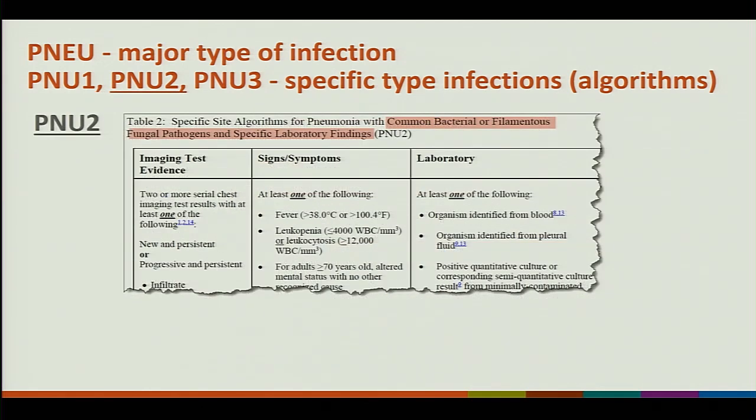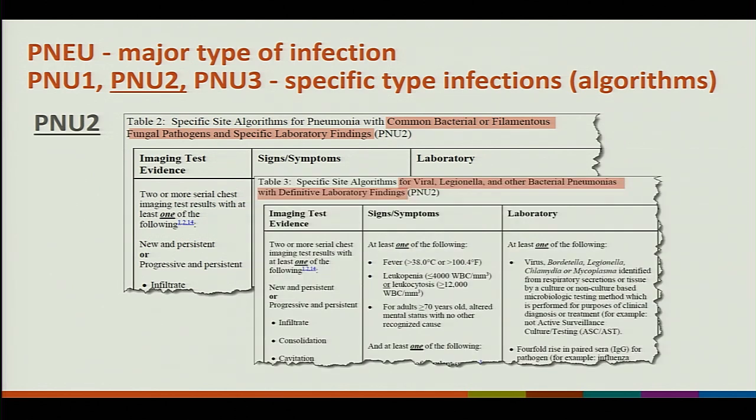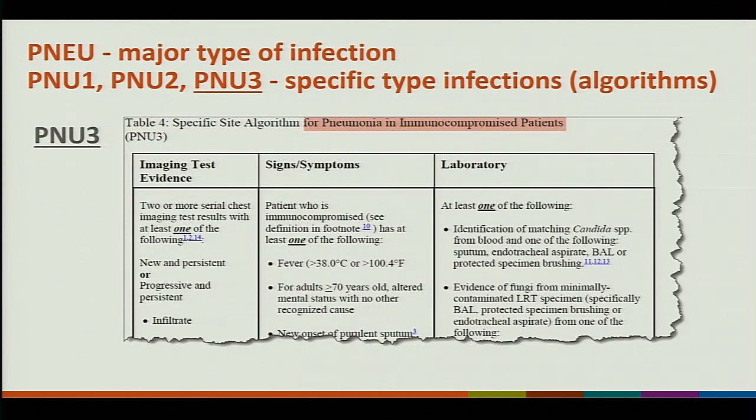Now the PNEU2 algorithm, there are 2 of those as well. One that is specific for common bacteria or filamentous fungal pathogens. And then another that covers viral, Legionella, and bacterial pneumonias that have very specific laboratory findings. And then the third specific type of infection in the pneumonia protocol is PNEU3. This is limited only to patients who are immunocompromised, and that immunocompromised status is determined by the definition provided in the protocol.